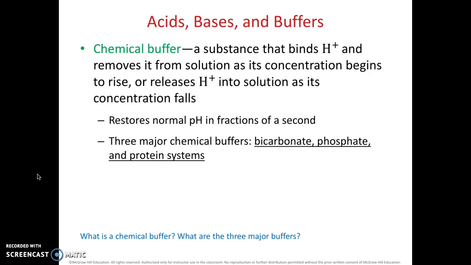A chemical buffer is a substance that binds hydrogen and removes it from solution as the concentration begins to rise, or it can release hydrogen into solution as the concentration falls. So it tries to keep pH stable. This is able to restore normal pH in fractions of a second. The main chemical buffers within the body are bicarbonate, phosphate, as well as protein.